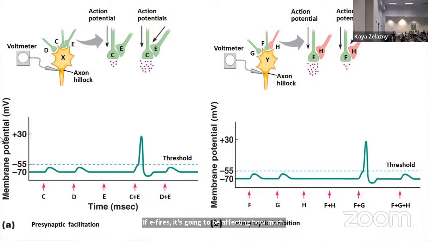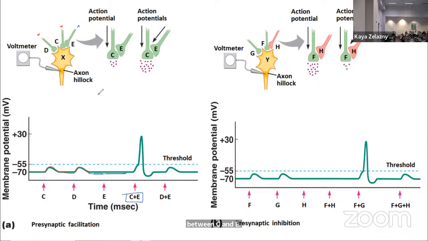So when we see C fire alone, we see a slight depolarization. Okay. So that was this one. If we see D fire alone over here, slight depolarization. Okay. If E fires, absolutely nothing happens to X because E isn't touching X, right? So if E is firing on its own, X doesn't notice. It's when we have this combination between C and E that we see a difference, right?